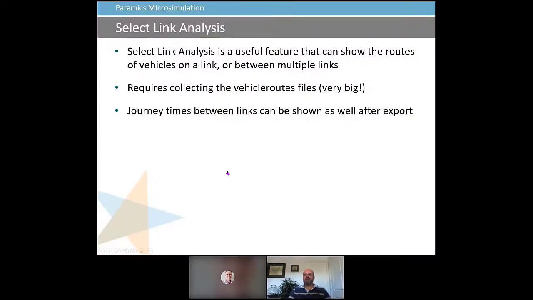Select link analysis is a really useful feature. One downside is it involves the vehicle routes file, which is absolutely enormous when it's in database format or in CSV. And the journey times between links can be shown as well. If you ever use the journey paths feature, you need to specify every single link between two points, and it'll show you the journey time between the two points. But because every single link has to be specified, there's a potential weakness in that it might not pick up a lot of the important trips.